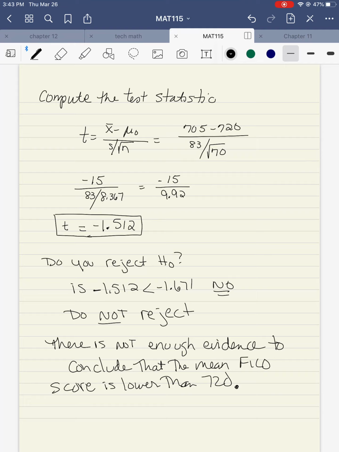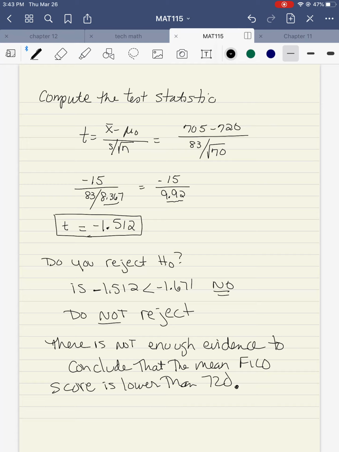Then I compute the test statistic, x bar minus mu divided by s over square root of n. So x bar is 705 minus the mean, which is 720, divided by standard deviation is 83. Sample size was 70. Again, I'm not using the degrees of freedom, I'm using the sample size. 705 minus 720 is negative 15. Square root of 70 is 8.376. 83 divided by 8.376 is about 9.92. Negative 15 divided by 9.92 is a negative 1.512.